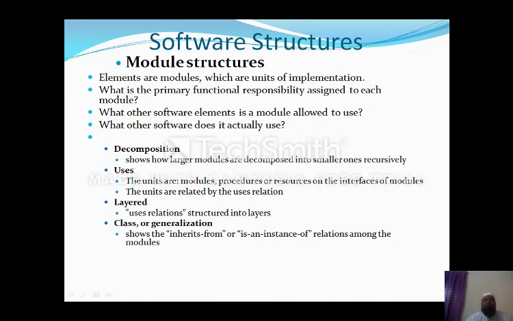In module structures, the elements are modules, which are units of implementation, as discussed just now, with the primary functional responsibility assigned to each module. What other software elements is a module allowed to use, and what other software does it actually use? Decomposition shows how larger modules are decomposed into smaller ones. It means dividing the big system into small modules. Uses: the units are modules, procedures or resources on the interfaces of modules. The units are related by the uses relation. Layered is also one of the technologies, using relations to structure the system into layers. Class or generalization means we make use of inheritance or instance-of relations among the modules.